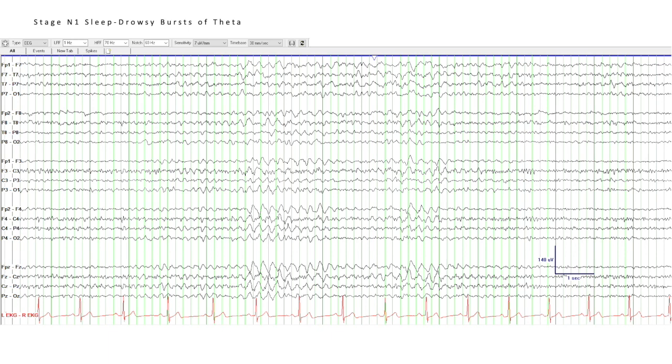You may have bursts of theta during drowsiness, and that's not necessarily abnormal. Here you see this burst of rhythmic theta that is centrally predominant, and this is not uncommon during drowsiness.